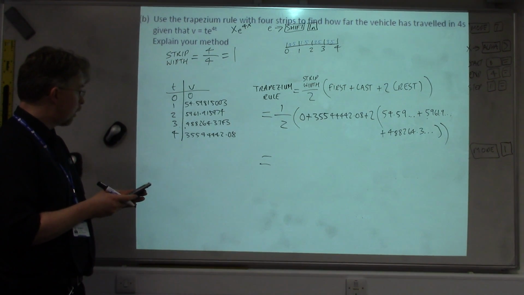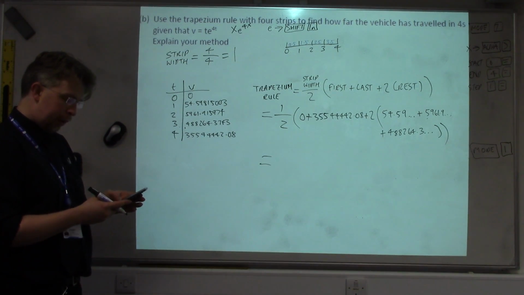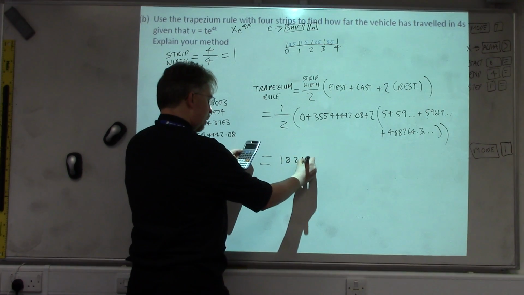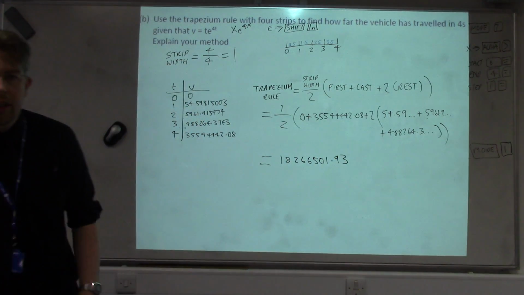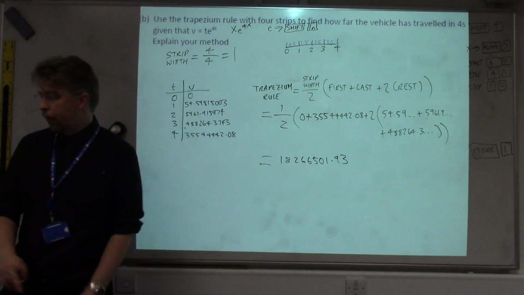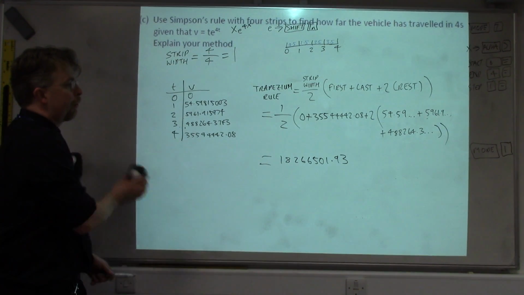54.598150003 plus 5961.915974 plus 488264.3743, close bracket, equals. You get 1826650.193 as our estimate by the trapezium rule. Then moving on to part C. C is Simpson's rule, so same table, different formula.